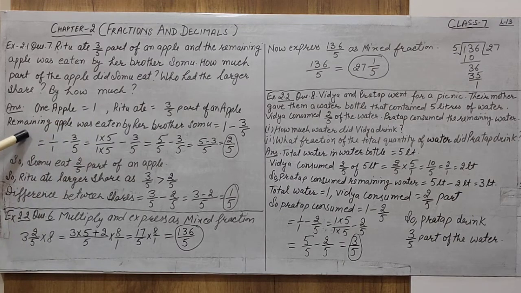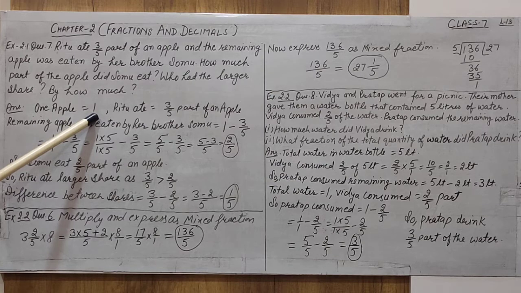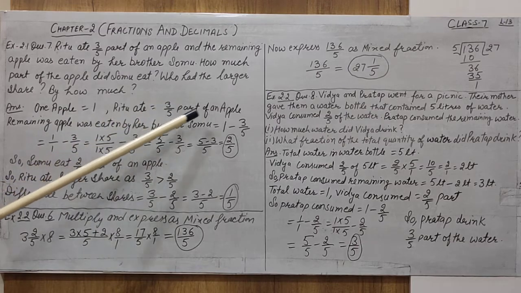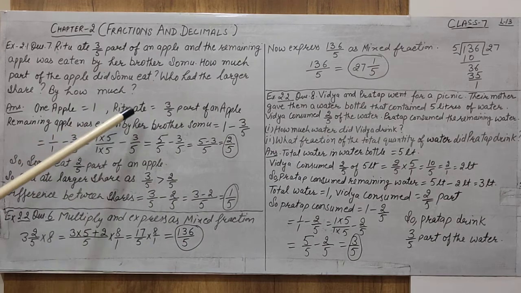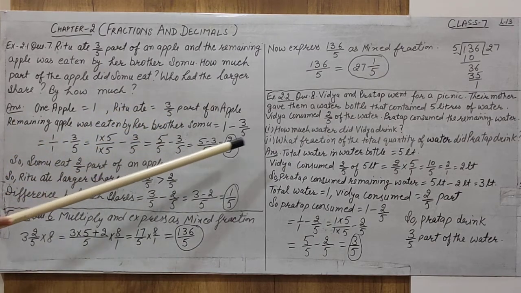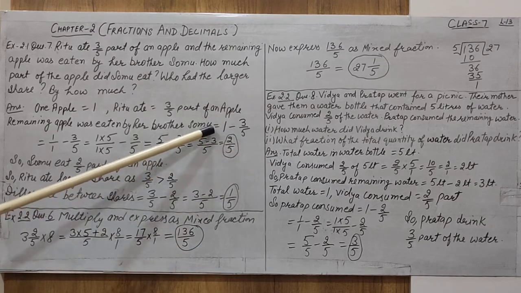Alright, now the remaining apple was eaten by her brother Somu. What is the remaining part? The complete part is 1. The complete one thing is equal to 1. Alright, and Ritu ate 3 by 5 part of an apple. An apple is equal to 1 and Ritu ate 3 by 5 part. So we must subtract 3 by 5 from 1.